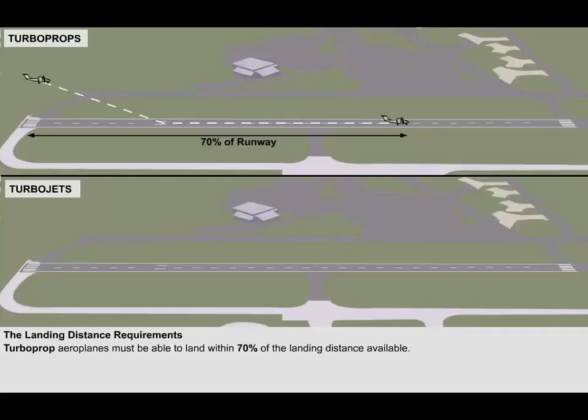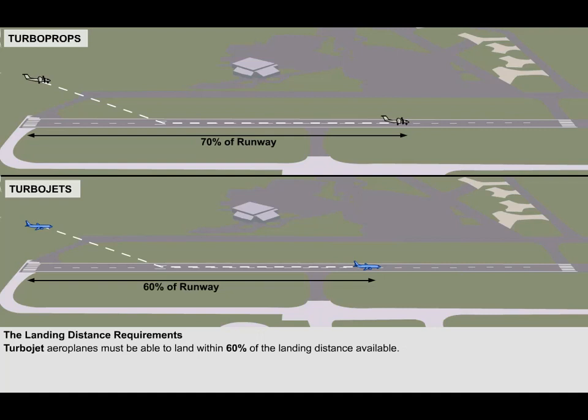This means that turbopropeller aeroplanes must be able to land within 70% of the landing distance available, but jet aeroplanes must land within 60% of the landing distance available. To help you calculate the relevant distance, use the factor 1.43 for turboprops and 1.67 for turbojets. Let's work through a few examples, so you can become familiar with using them.